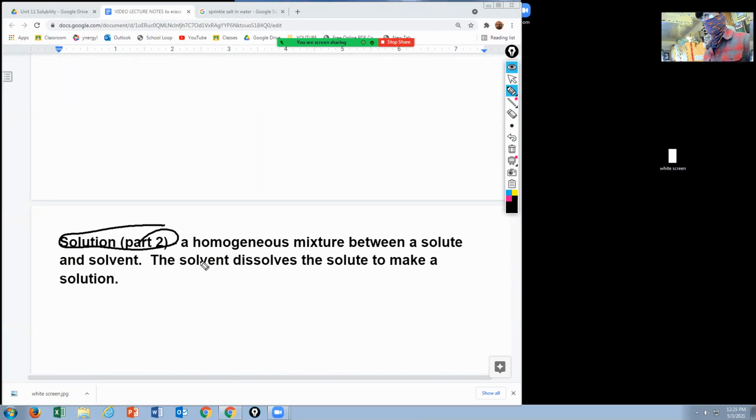All right. So a true solution, ladies and gentlemen, is a homogeneous mixture between a solute and a solvent. The solvent dissolves the solute to make a solution. So we have the water again, and I'm going to go through this example a lot. We have the water, which is going to be the solvent. And then we're going to take the salt. Here's our salt. This is the solute, and we're going to put the salt into the water, and the solute is going to dissolve to make the solution. All right, and we're going to talk about those solutions right now.